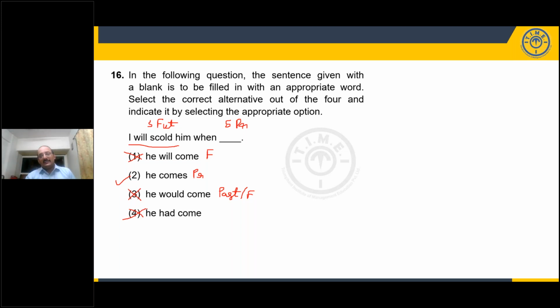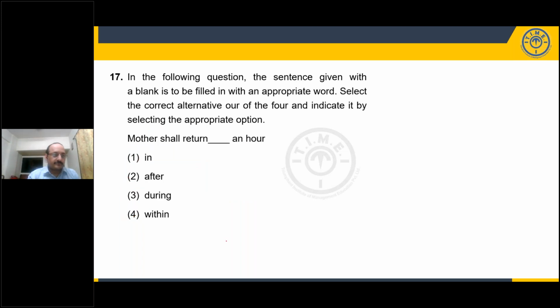So if you see, fill in the blanks asks you questions that are a combination of vocabulary as well as grammar. Both need to be used over here. Mother shall return dash an hour. Now, when I say in an hour, I can say after an hour, I can say during an hour. No, because during is the duration. For example, I was making notes during the class. So during would not be correct.